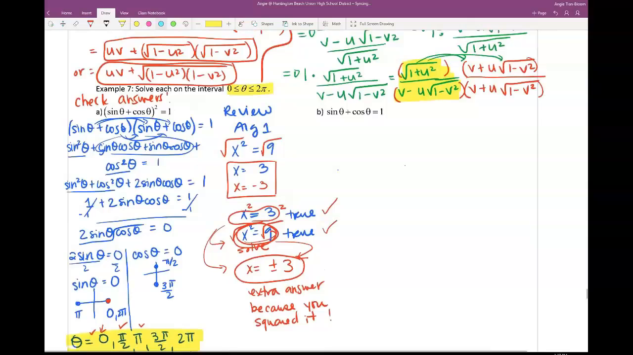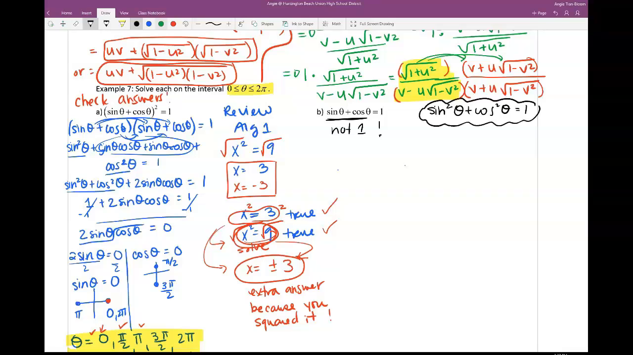Okay. So let's do example B. Example B, we will use a different ink here. Now, please don't be mistaken that this is not 1. Not 1. The only time that you can change that into 1 is when it's sine square of theta plus cosine square of theta. This is 1, okay? All right, so how would I solve that? What would you do?